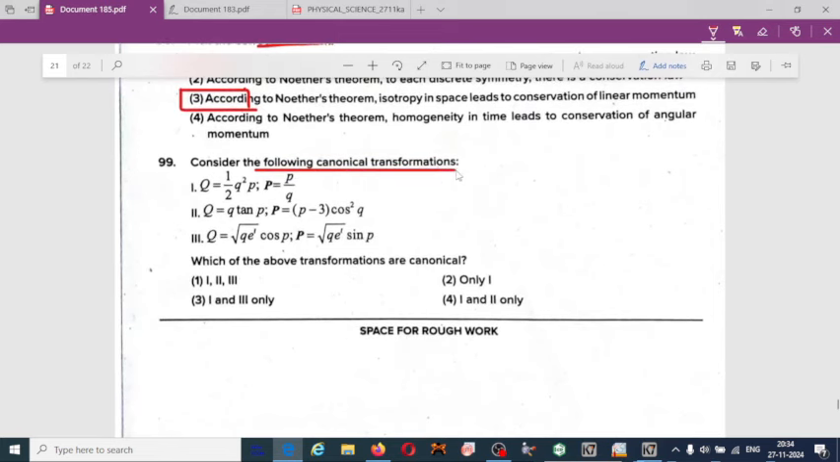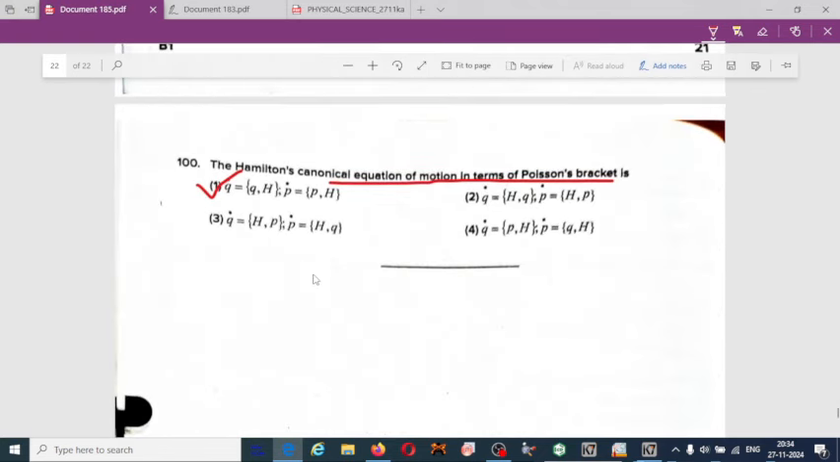Consider the following canonical transformation. Only one they have opted. Hamiltonian canonical equation of motion in terms of Poisson brackets. The first option is the correct one.